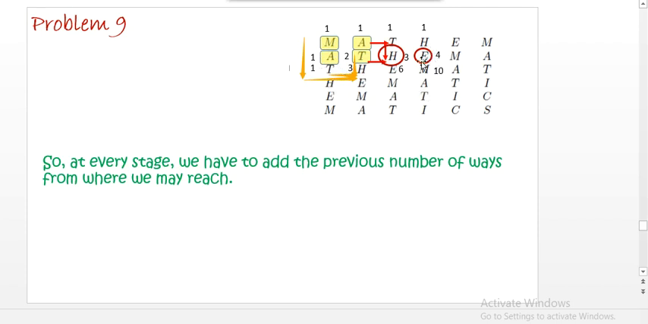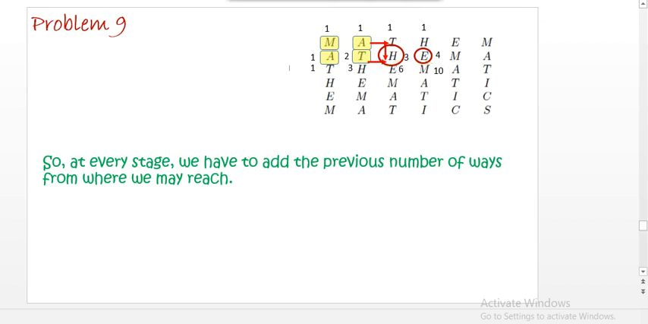Similarly, look here for this E. From M to A to T till H, this is one way. In one way I reach till here. So from H to E there is one way. Fine. So till this H I have three ways, and from H I can go to E one way. So total ways are 3 plus 1 is equal to 4 ways.